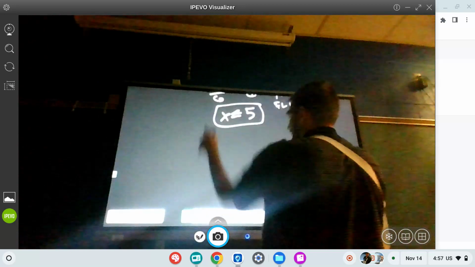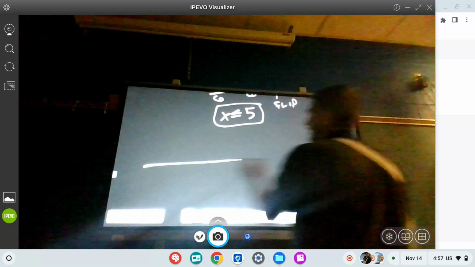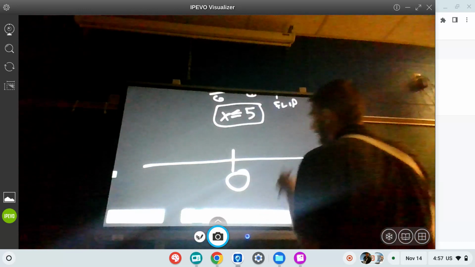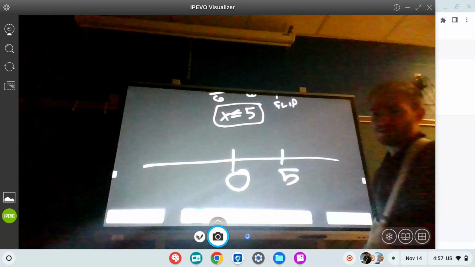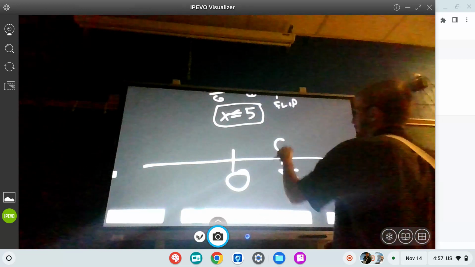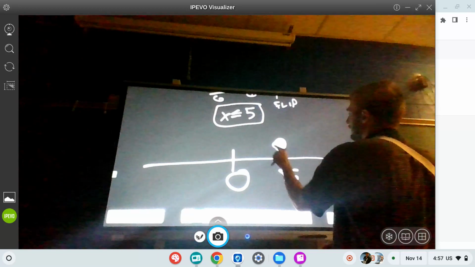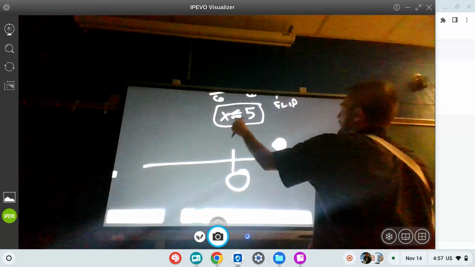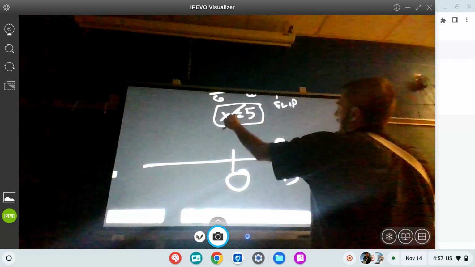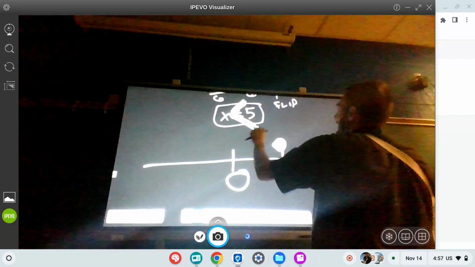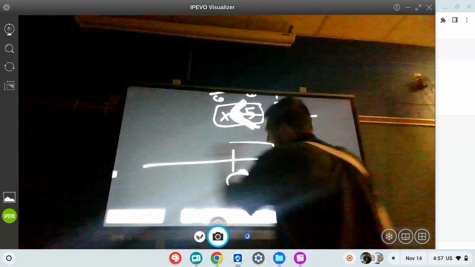All right, let's do a graph really quick. Line, 0 in the middle. 5 is bigger than 0, so we put it on the right. We put a circle, we fill it in because we have this equal to symbol here. And I see that my inequality is a less than, which means we need to go this direction.